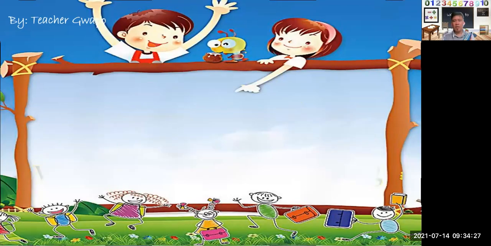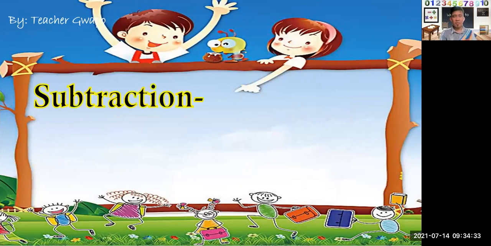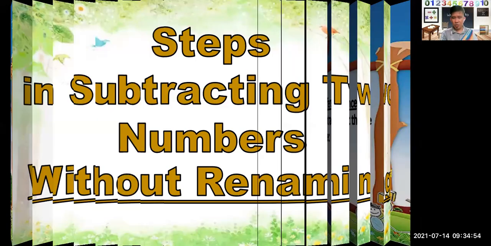Please be ready. Prepare your pencil and your math book if you have your math book with you. So what is subtraction? Subtraction means finding the difference between numbers. To find the difference, subtract the smaller number from the bigger number. We cannot subtract if the number we subtract is bigger than the other number. We need to have a bigger number.